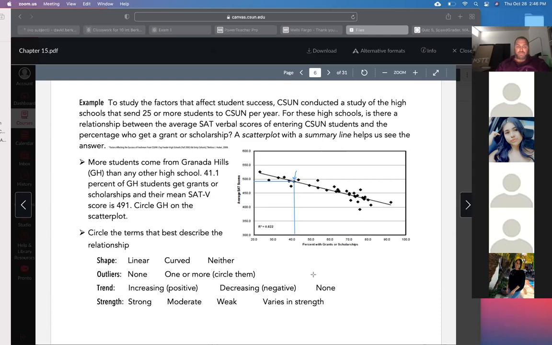Circle the term that best describes the relationship. Is it linear, curved, or neither? I already answered these, but let's just do it formally. Linear. Are there any outliers? No. Doesn't look like it. Increasing positive, decreasing negative, or neither? Decreasing negative. And is it strong, moderate, or weak? Or maybe it varies, so it's strong in one place and moderate somewhere else? Strong. Looks fairly strong to me. R squared 0.822. Does that make sense so far?